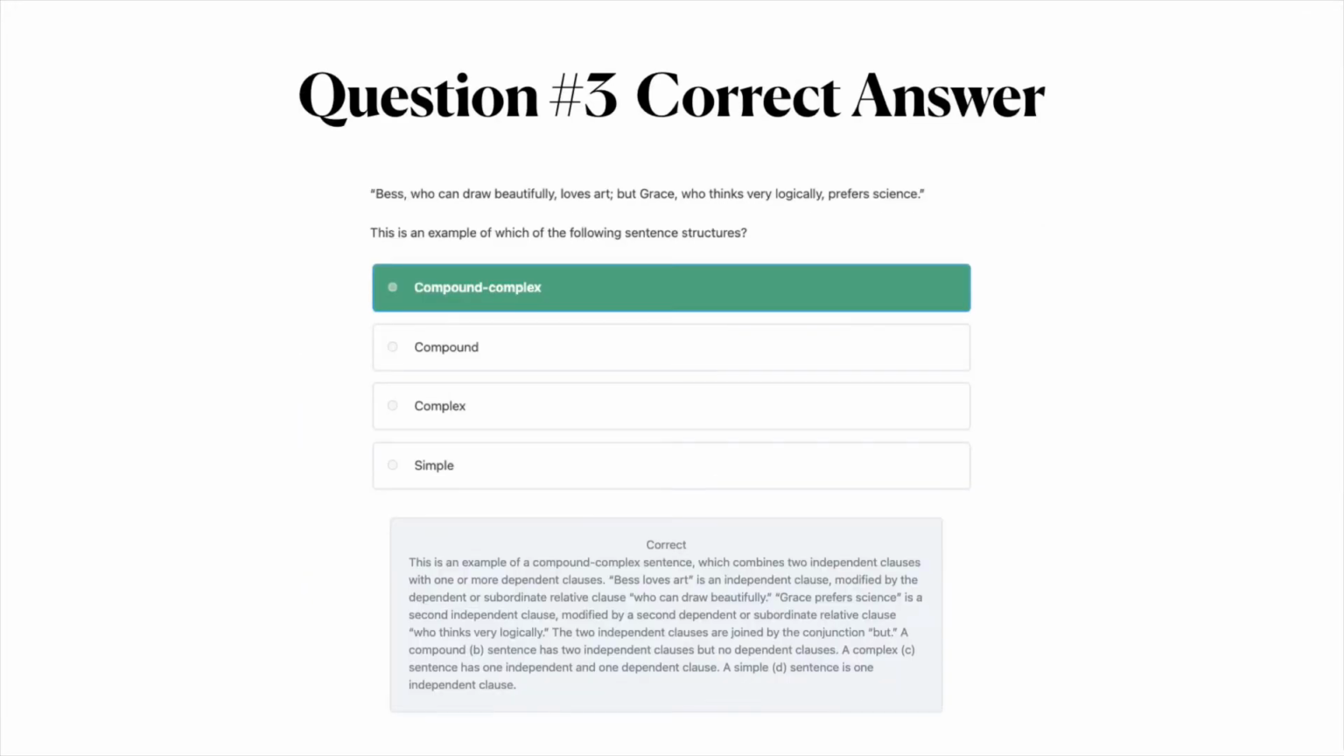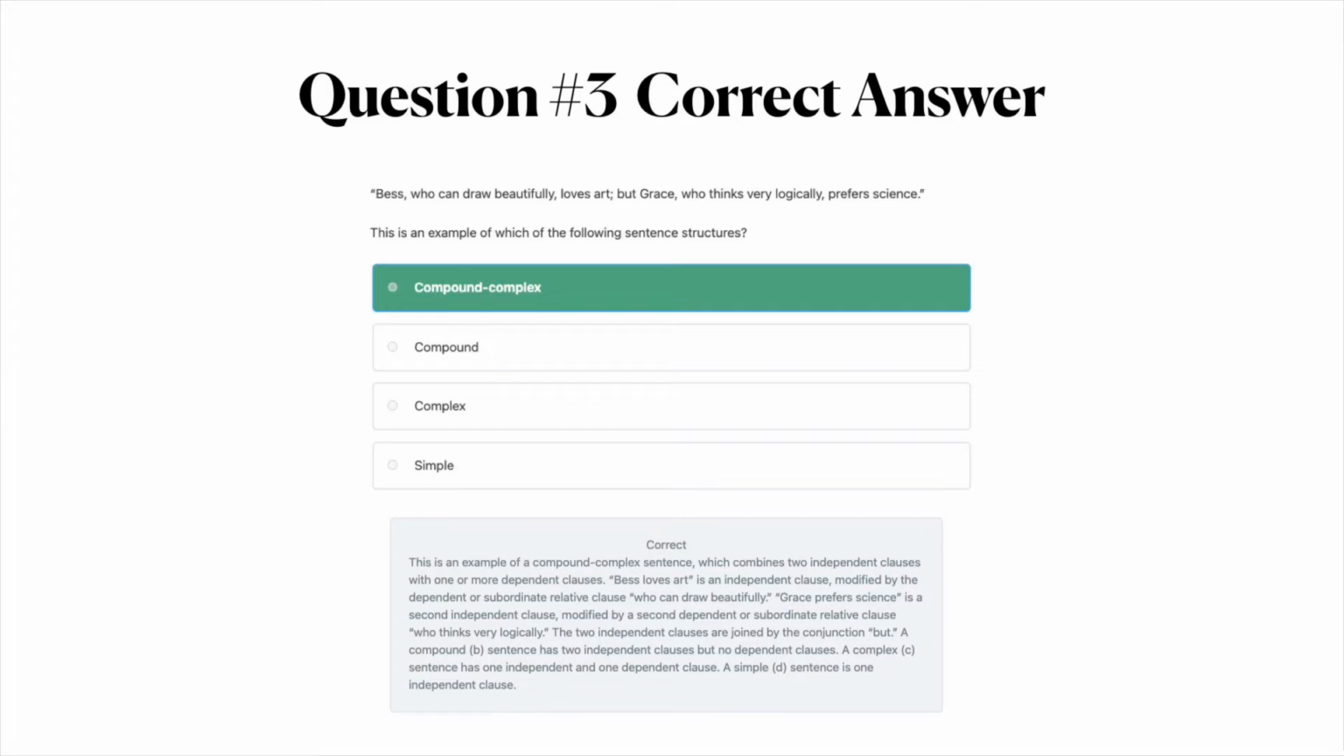This is an example of a compound complex sentence which combines 2 independent clauses with 1 or more dependent clauses. "Bess loves art" is an independent clause modified by the dependent or subordinate relative clause, "who can draw beautifully." "Grace prefers science" is a second independent clause modified by a second dependent or subordinate relative clause, "who thinks very logically." The 2 independent clauses are joined by the conjunction but.